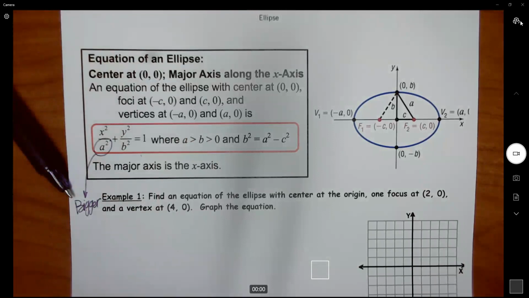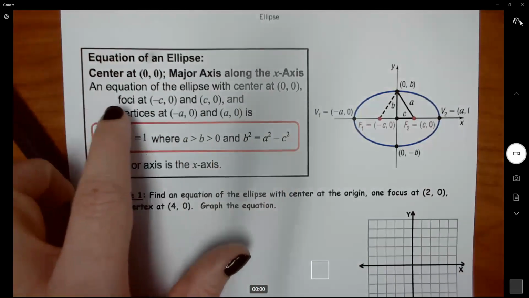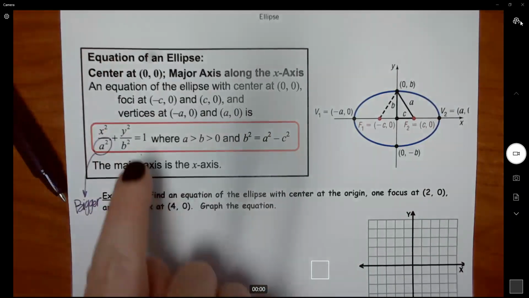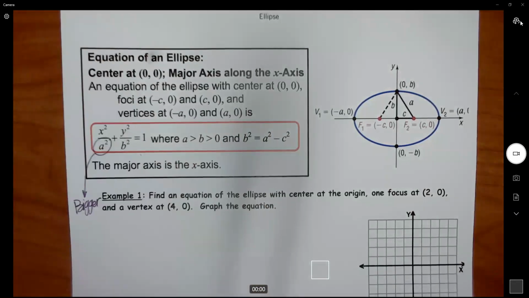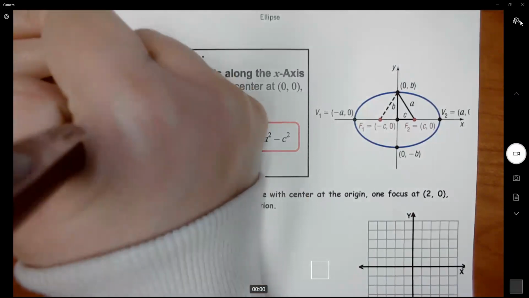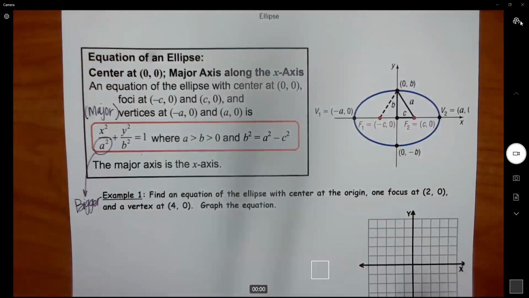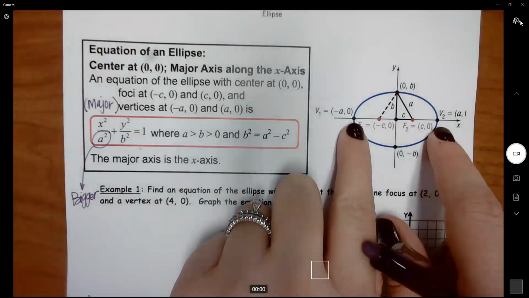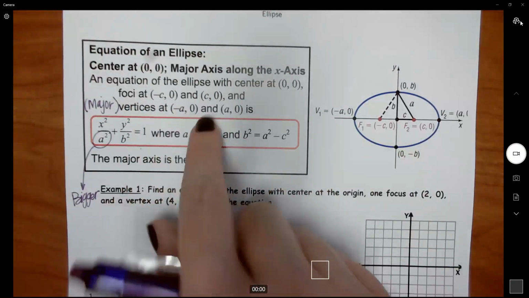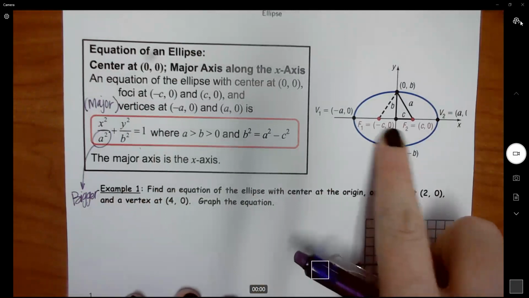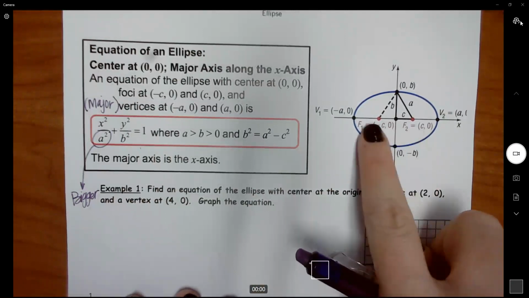The equation of the ellipse is centered at 0, 0. We already went over that. Your foci are labeled as your c, and your vertices are labeled as a. So this is again your major vertices, okay, which is the longer of the two. And so it doesn't even label it here, but your minor vertices are your b. And then the foci are right here inside the ellipse.